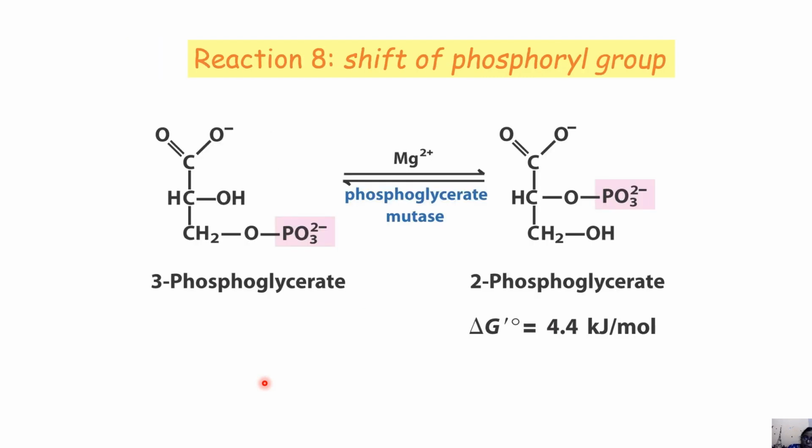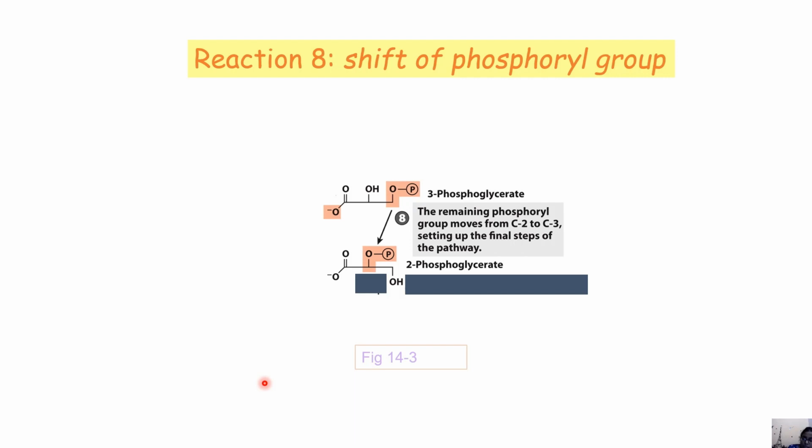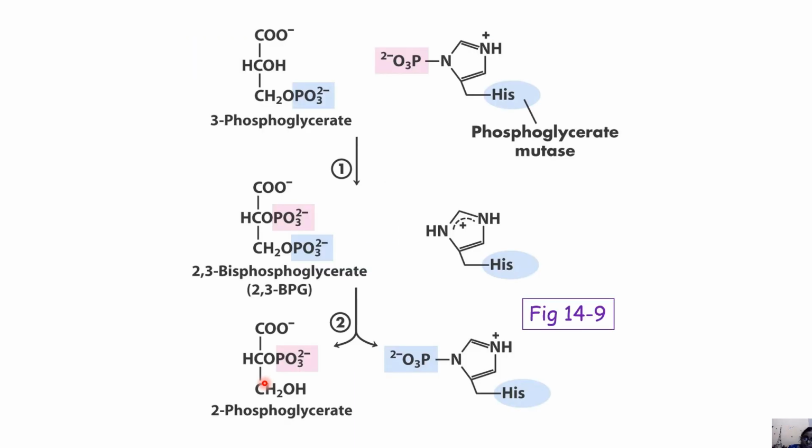Now 3-phosphoglycerate and 2-phosphoglycerate can be interconverted using phosphoglycerate mutase. In going from 3-phosphoglycerate to 2-phosphoglycerate, the remaining phosphoryl group moves from C3 to C2, setting up the final steps of the pathway. 3-phosphoglycerate, phosphoglycerate mutase, 2,3-bisphosphoglycerate, 2-phosphoglycerate.